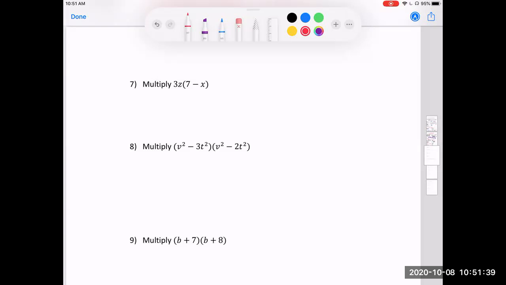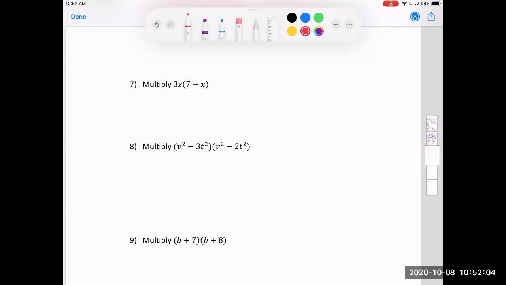Okay, so let's start off with number 7. We want to multiply that monomial into a binomial. Now, monomial just means one term. Binomial means 2. 3 terms is a trinomial, and anything higher than that classifies as a polynomial, but all of the smaller ones are also polynomials as well. So you can just call everything a polynomial and you'll be correct.